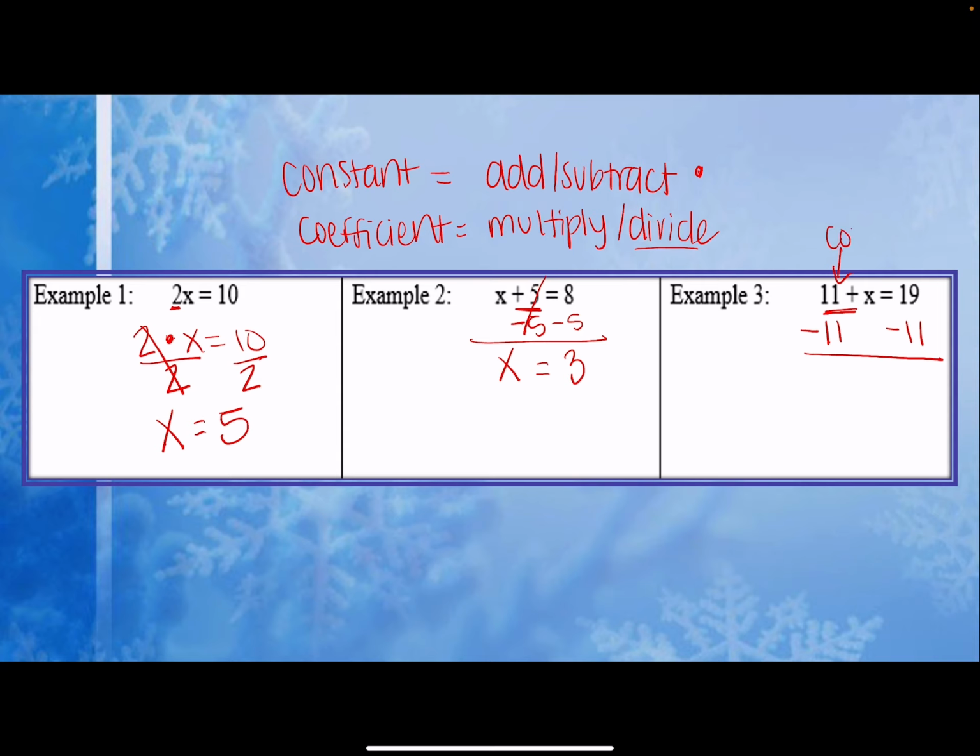So we've got a constant attached to x, for example 3, another constant, and a coefficient in example 1. All right. So then we just drop down our x. 11 minus 11 is just 0. And then 19 minus 11 is 8. All right.